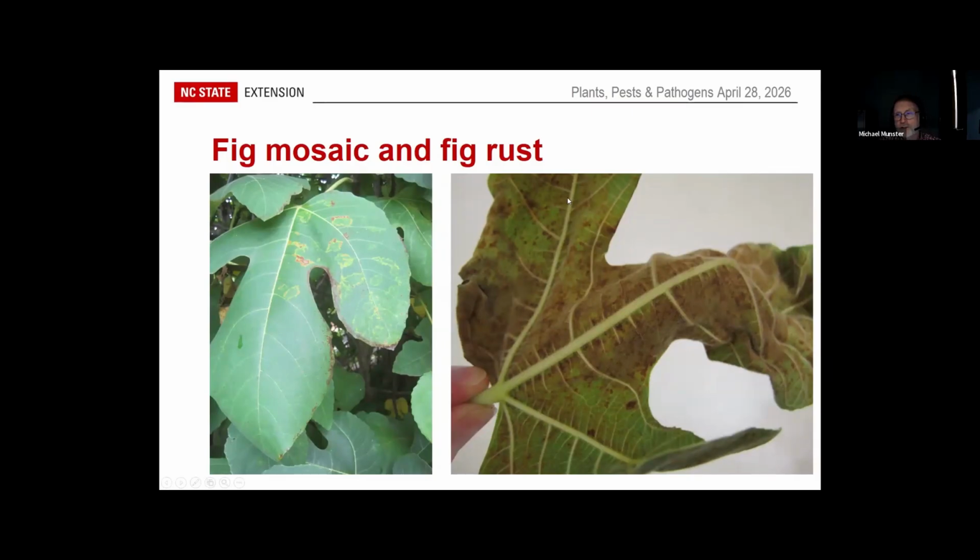But in years when it does have high severity, you get leaves that kind of curl up like this you see on the right. But the actual rust fungus is rather slow, and those spores are light colored, so you have to look for it in order to see it.